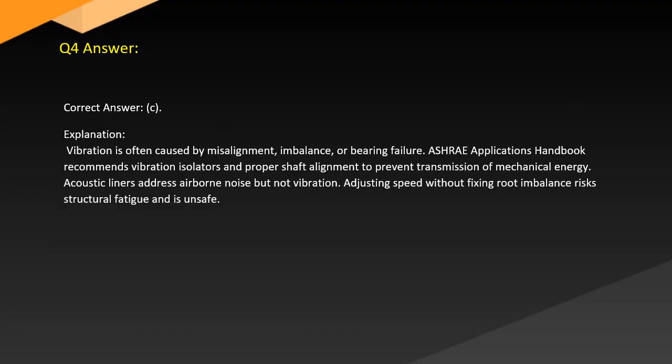Answer. Correct answer. C. Explanation. Vibration is often caused by misalignment, imbalance, or bearing failure. The ASHRAE Applications Handbook recommends vibration isolators and proper shaft alignment to prevent transmission of mechanical energy. Acoustic liners address airborne noise, but not vibration. Adjusting speed without fixing root imbalance risks structural fatigue and is unsafe.